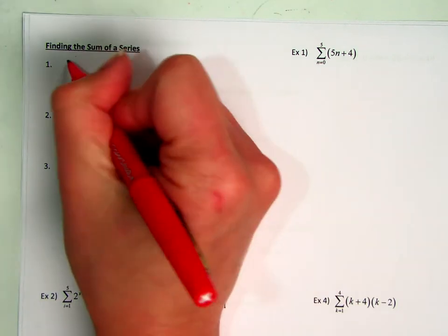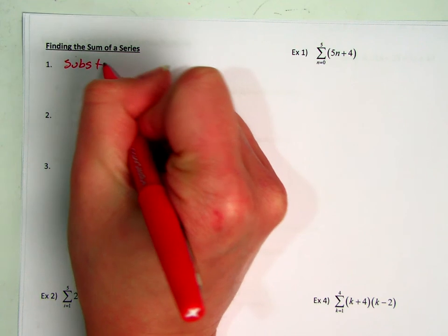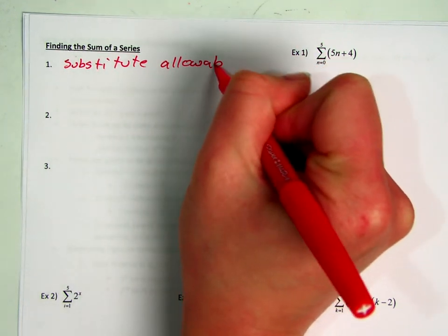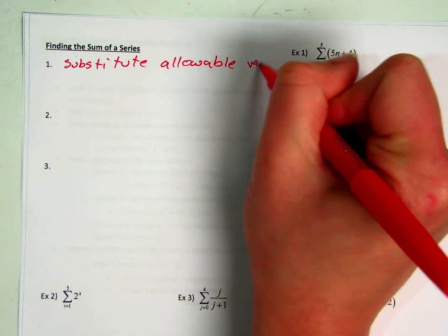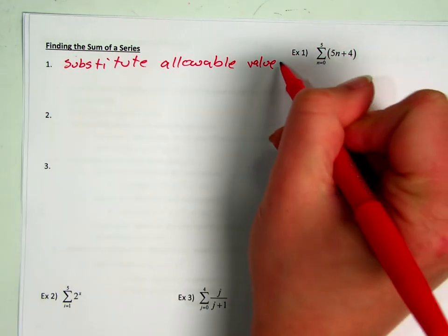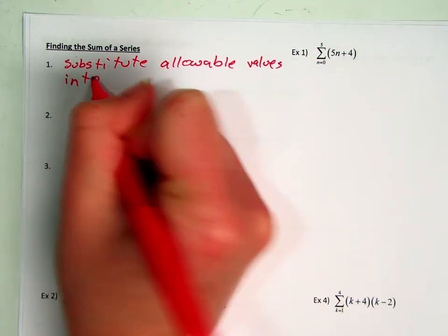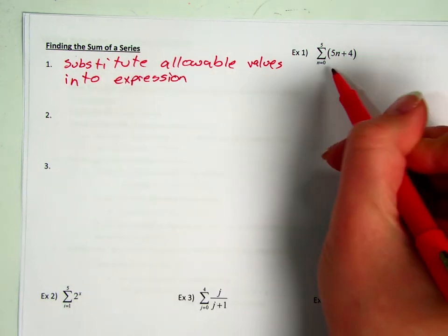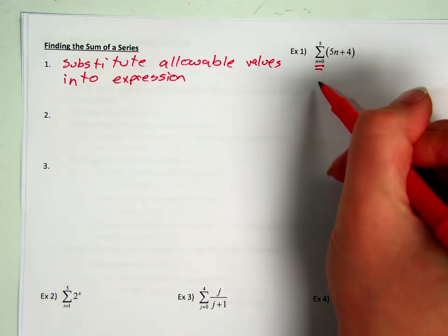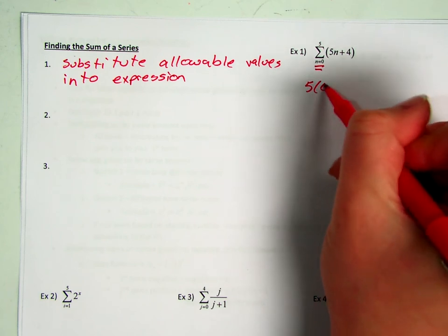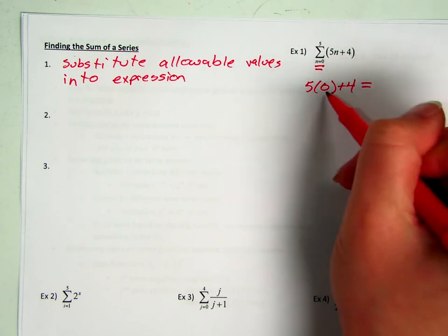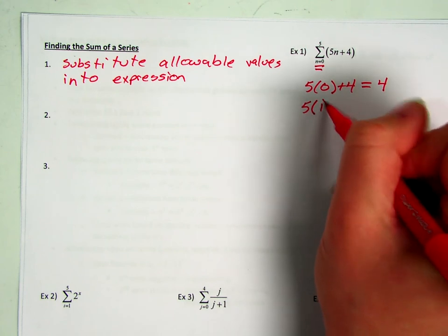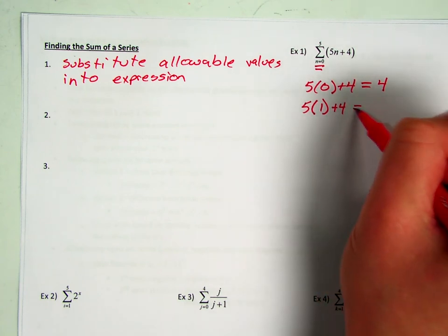So step 1 is to substitute allowable values into the expression. So in this case, we're starting out at 0, so I'd plug in 0 first. So 5 times 0 plus 4. 5 times 0 is 0, plus 4 is 4. Then I would do every single integer until I got to 5.